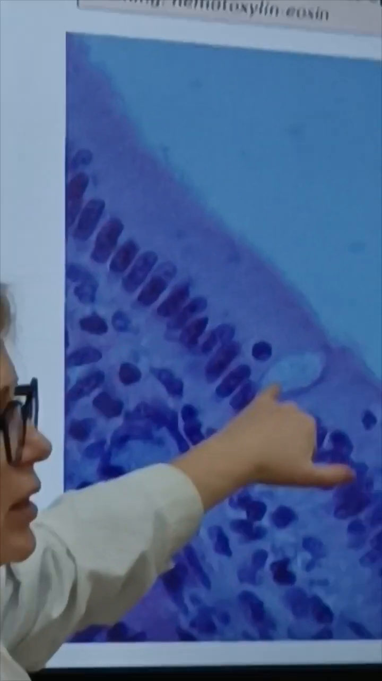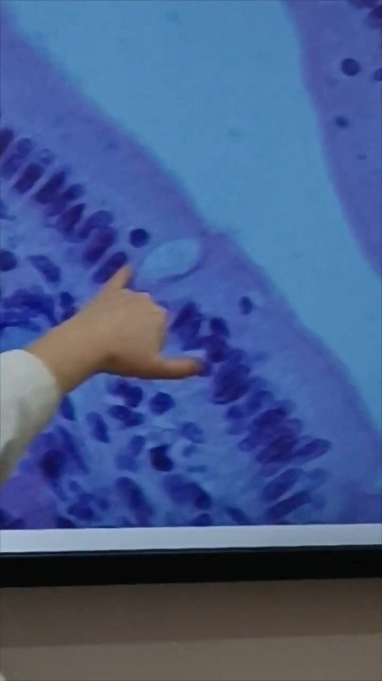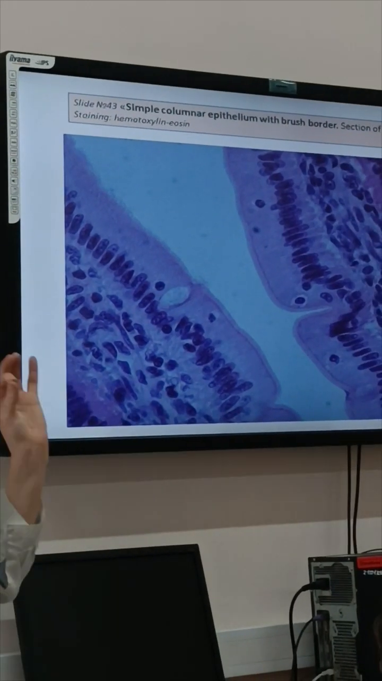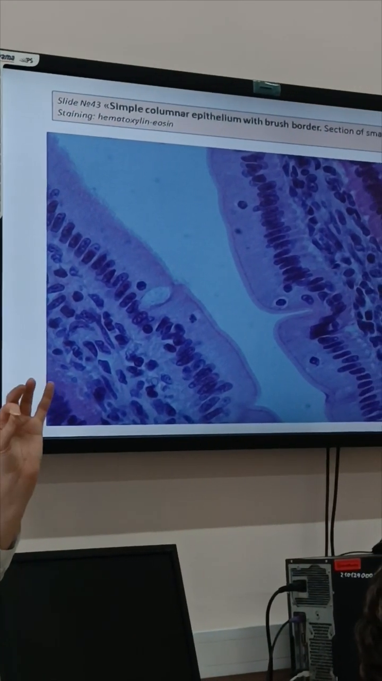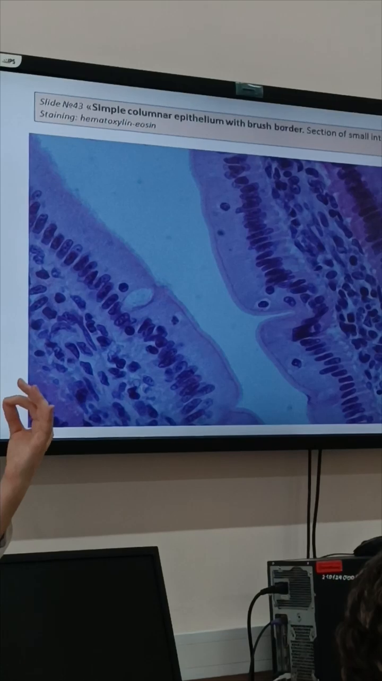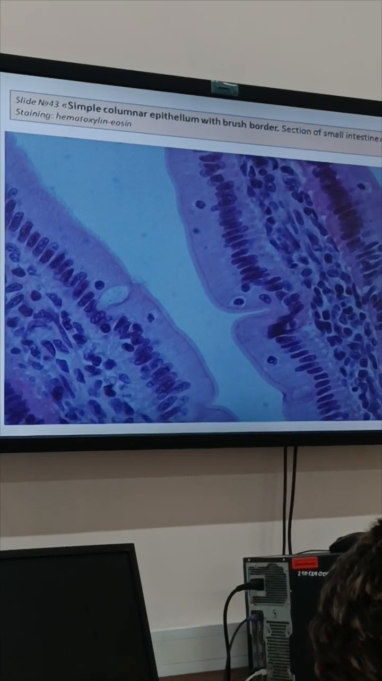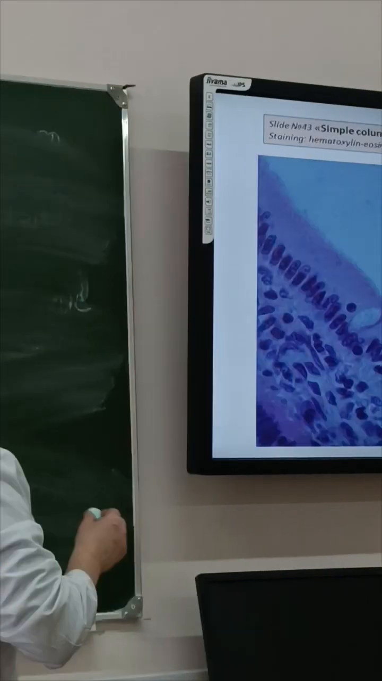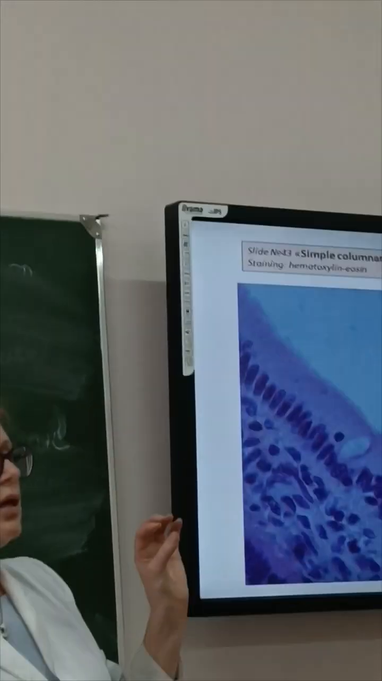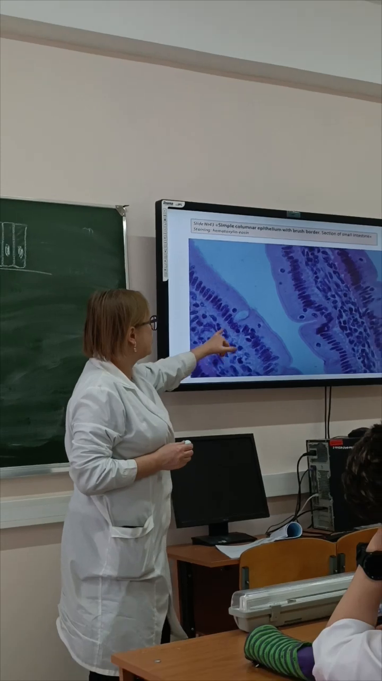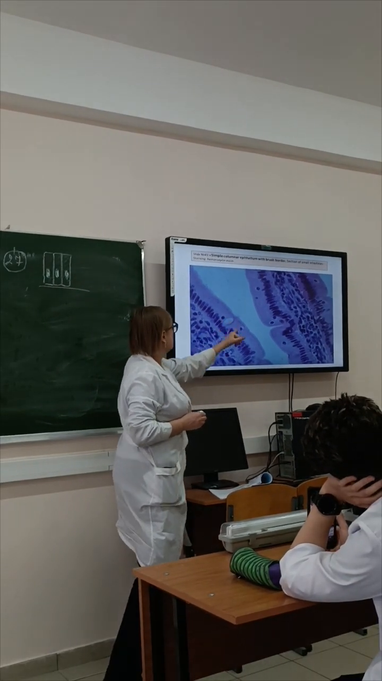Also, look please at this. It looks like holes, but this is also an epithelial cell, a glandular cell. It produces mucus. Because mucus is not well stained with hematoxylin and eosin, that's why it looks like a hole.